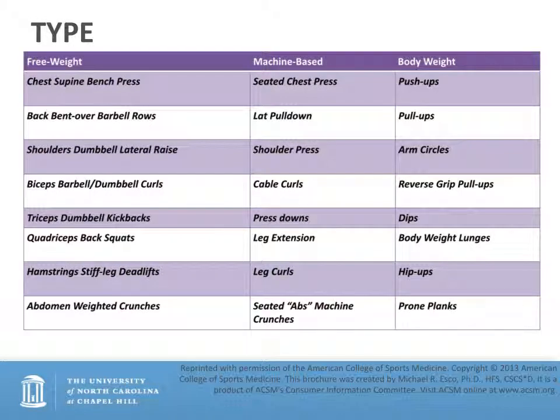So here's a nice table with different types of resistance training exercises. And the table is broken into 3 different categories. So you have free weight exercises, pictured on the left. In the middle are machine-based exercises. And to the right are body weight exercises. And I know some of these terms might be unfamiliar to some of you, but I thought it was a good table to include to show you different exercises from the ACSM recommendations.